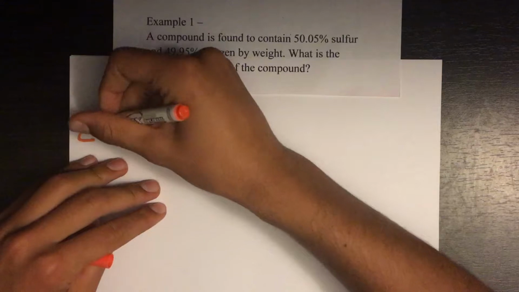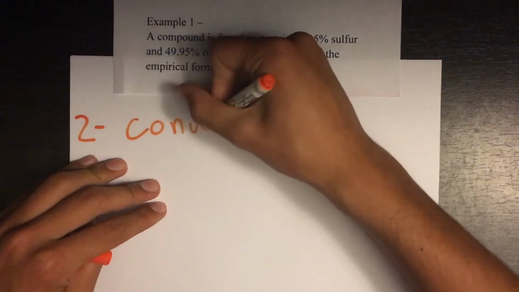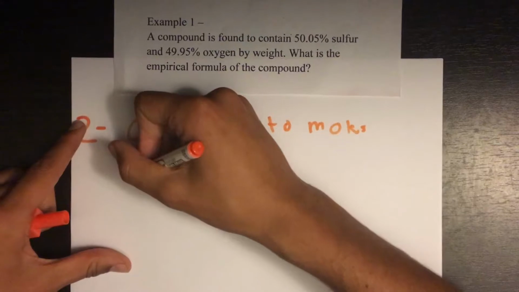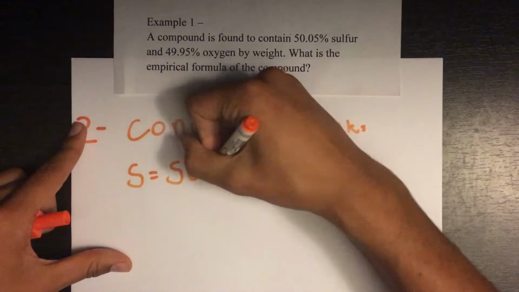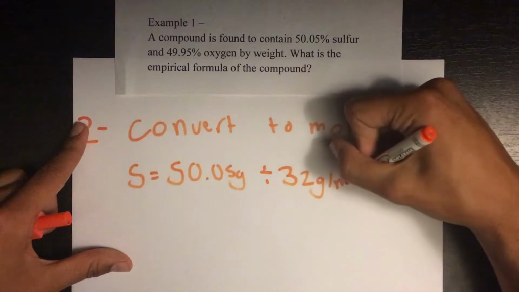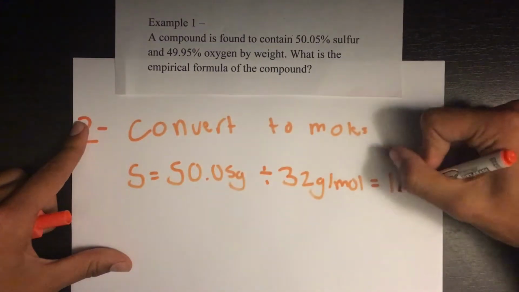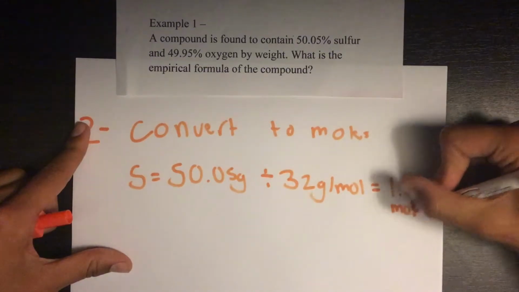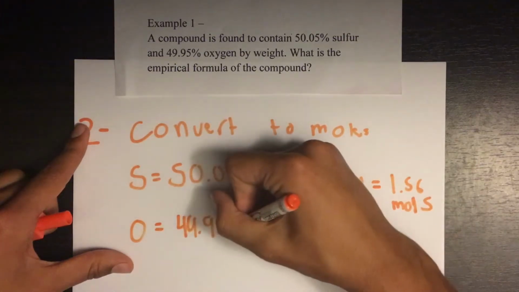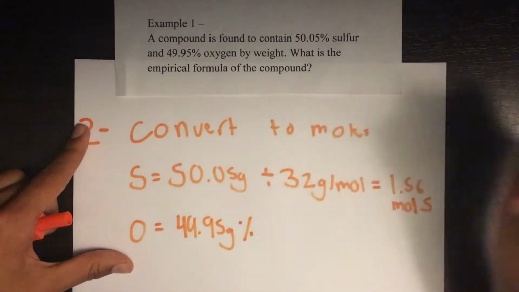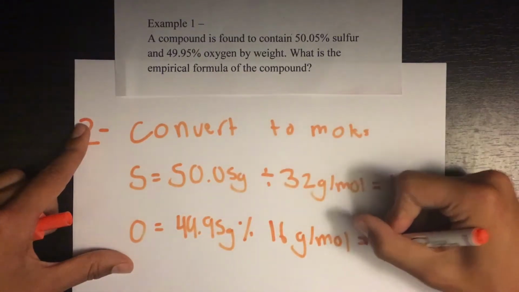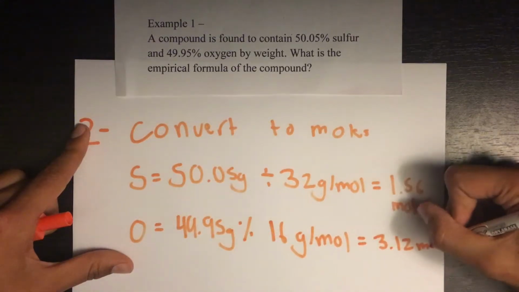Step 2 in this problem would simply be to convert the mass to moles. So given sulfur is 50.05 grams, we would divide it by its molar mass, which is 32 grams per mole, which gives us a value of 1.56 moles of sulfur. And for oxygen, we have 49.95 grams divided by its molar mass, which is 16 grams per mole, which would give us a total of 3.12 moles oxygen.